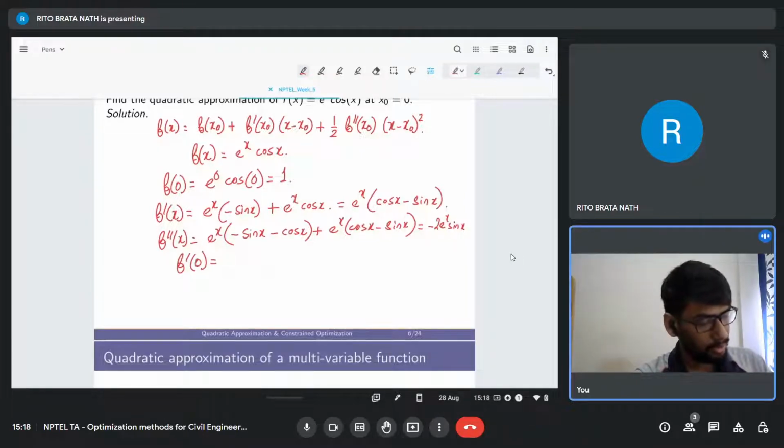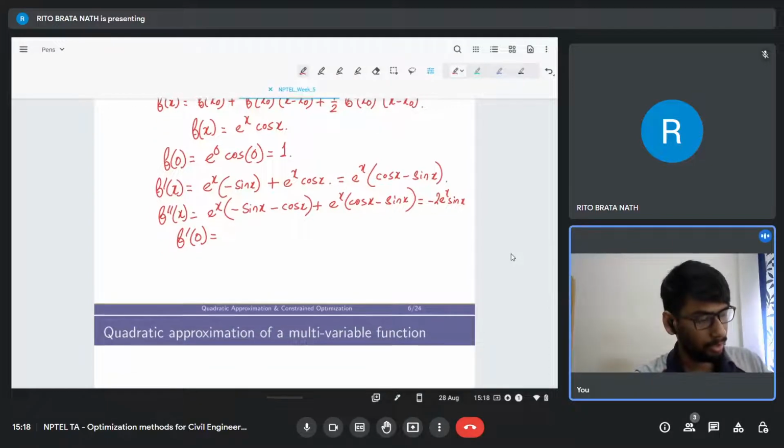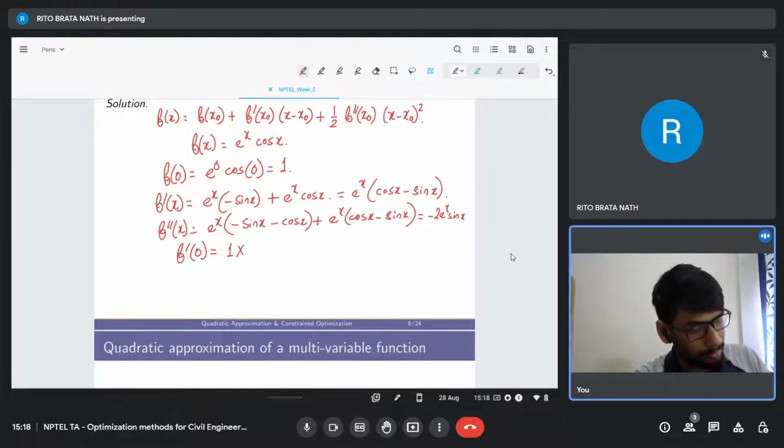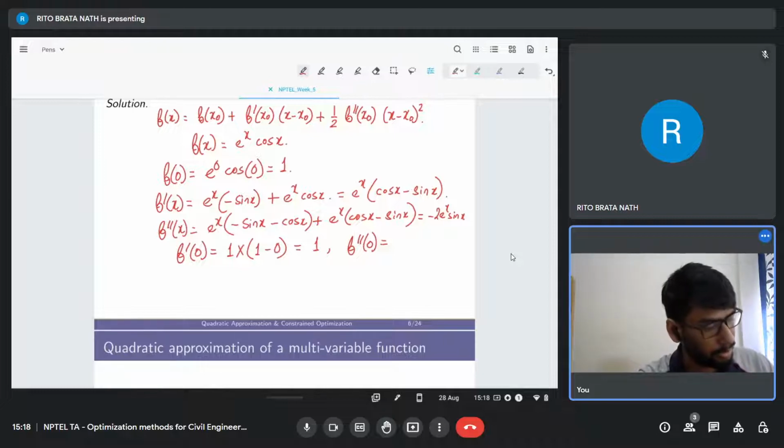So e to the power 0 is 1, and the cos 0 part, so this will be 1 times of 1 minus sin 0, 0. So this part will be evaluated to 1. I have f double prime of 0. This part, if you evaluate, it will be evaluated to minus 2 times 1 times 0. So this part will be 0.